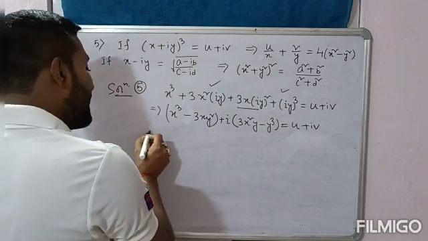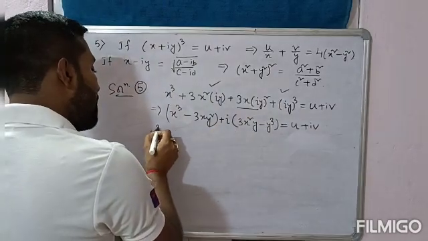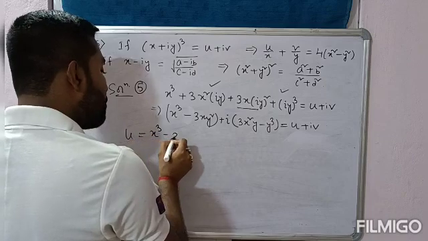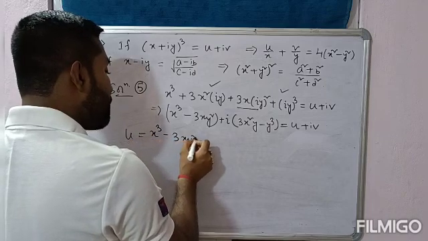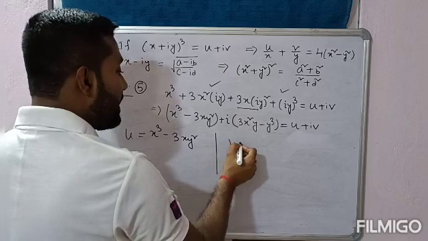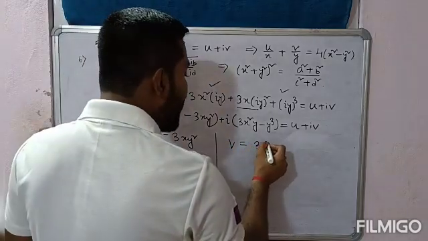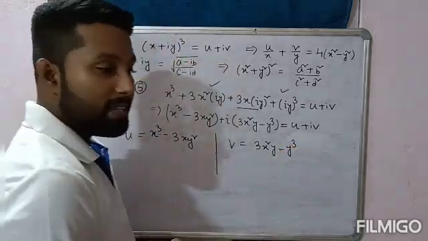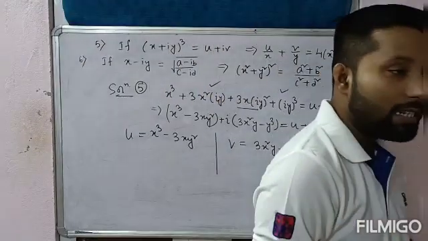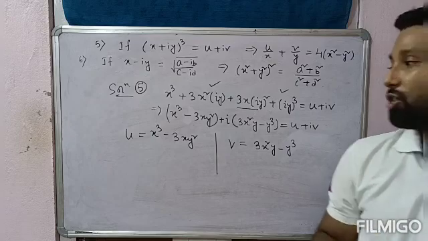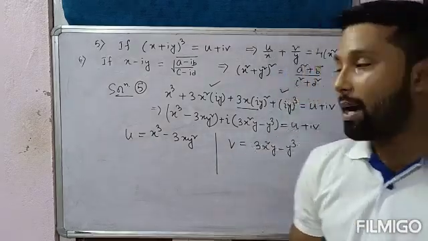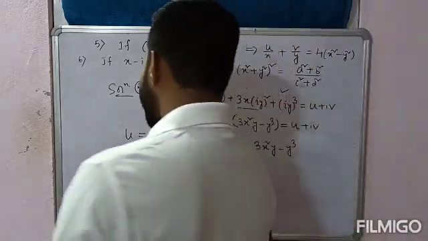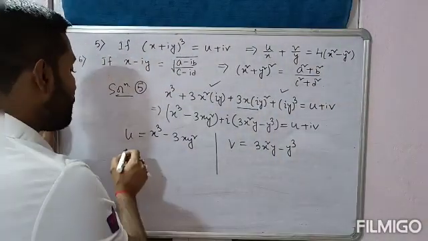So equating the real and imaginary terms, we get u = x³ − 3xy² and v = 3x²y − y³. Yes, equating the real and imaginary terms, we get u = x³ − 3xy² and v = 3x²y − y³.